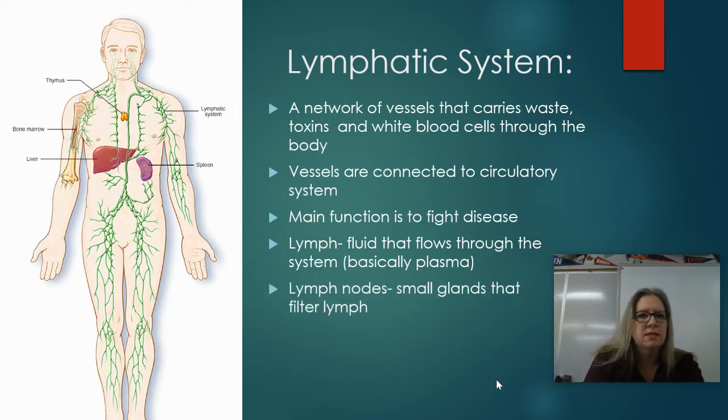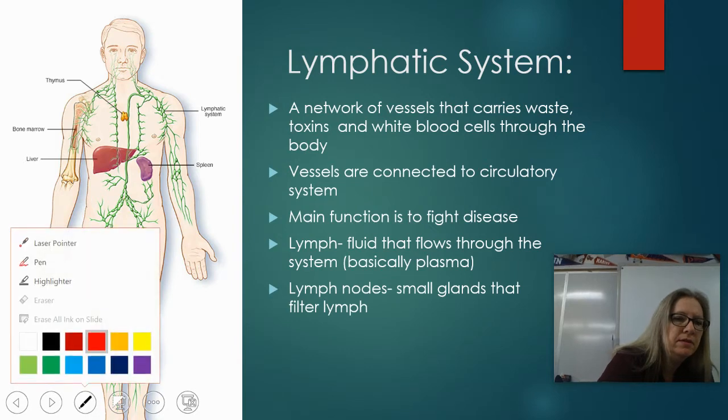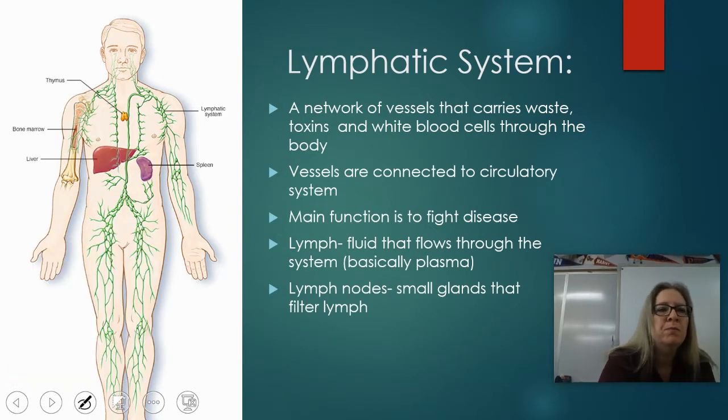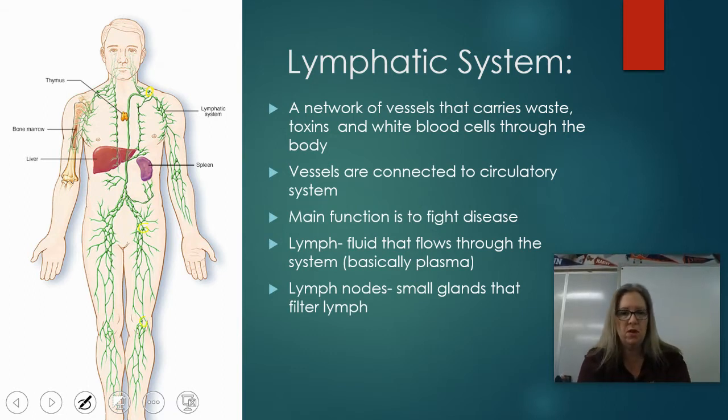If you look at this diagram here, let me get this, I'm gonna go back to yellow. You can see all these little bumps, okay? All these little kind of nodes. Well, they're lymph nodes. And what they are is they're just a collection of tissue that filters the lymph as it goes through. And it might be filtering out bacteria, it might be filtering out toxins, whatever.